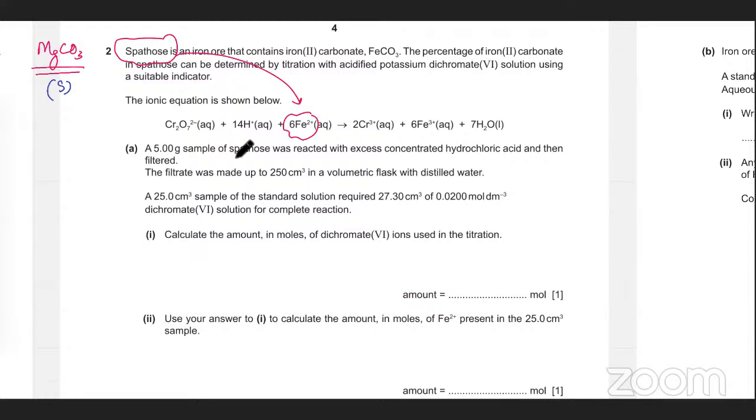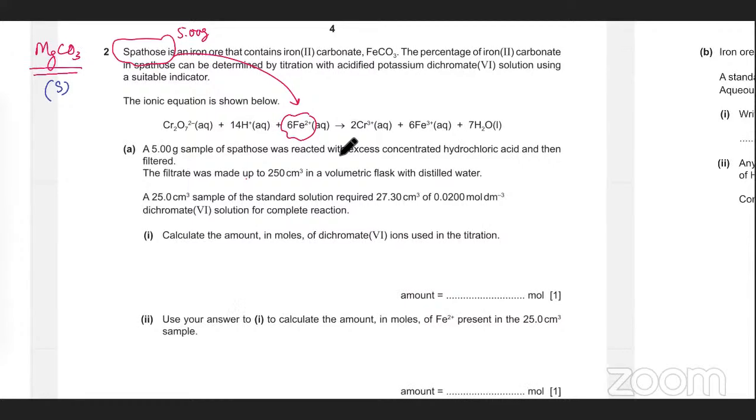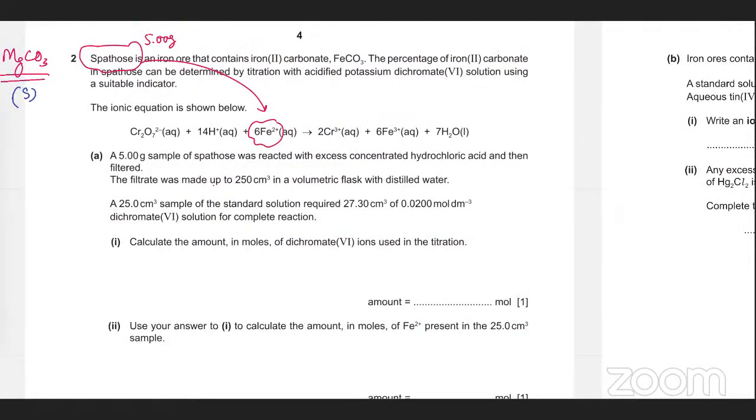So he's taking 5 grams of this spathos. And now remember, I'm going to just draw a rough diagram. Spathos is FeCO3, and he's taking 5 grams of this. Now spathos is an ore. That means the amount of FeCO3 would not actually be 5 grams. It's going to be a lot less than 5 grams because there's going to be a lot of other stuff that would be with it.